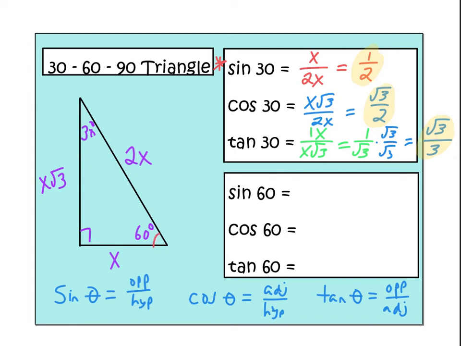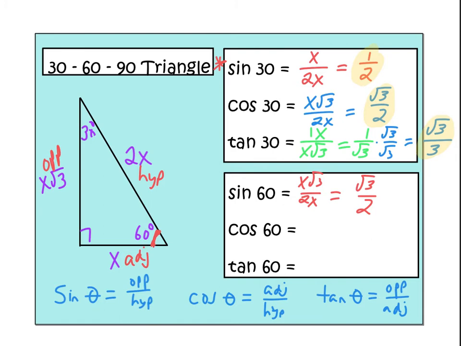Okay, so if we're talking about the 60-degree angle now, the opposite side is now over here. The adjacent side is down here. And then the hypotenuse is always locked in over there. So for the sine of 60, we're going to do the opposite side, x root 3, over the hypotenuse of 2x. And again, the x over x cancels out, so the sine of 60 will be the square root of 3 over 2.